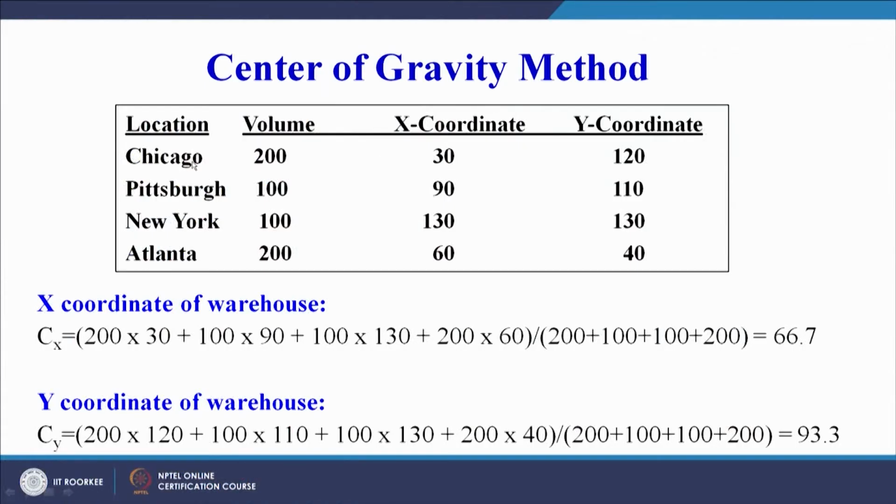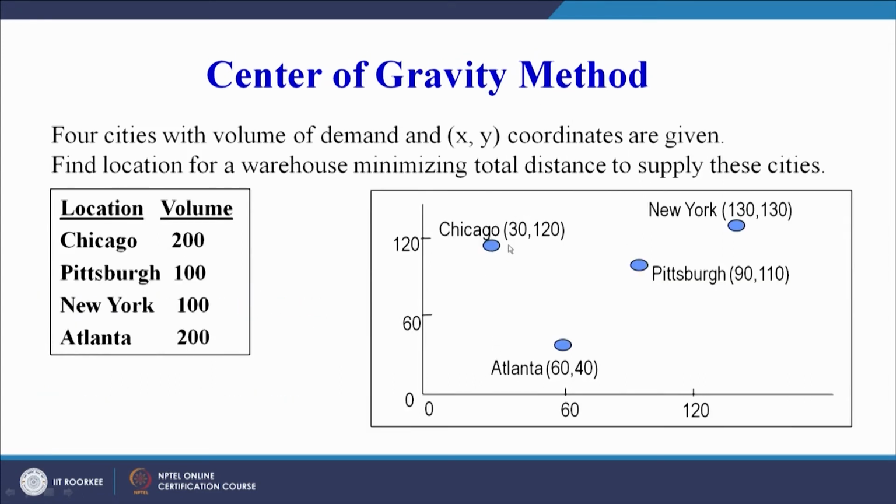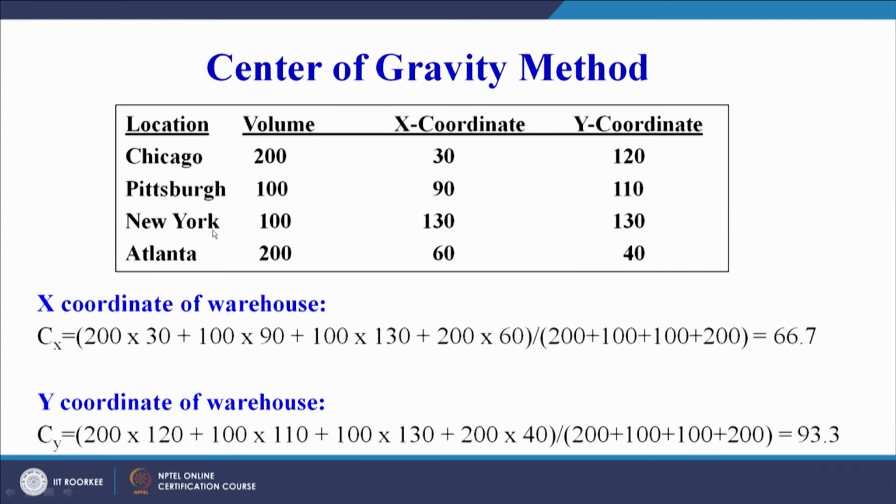We can see the x coordinate for Chicago is 30, y coordinate is 120. Similarly, for Pittsburgh, New York and Atlanta, the x and y coordinates are known to us, and the volume is also given. So the x coordinate of the warehouse or the manufacturing facility can be very easily calculated using the equation, as we have seen: we have to multiply the x coordinate with the volume, and this summation has to be done for all the 4 locations.